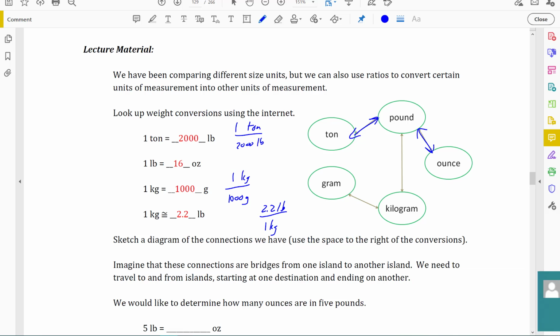1 kilogram equals 1,000 grams. Well, we can add circles for grams and kilograms and connect them. And then 1 kilogram equals 2.2 pounds. We now have a conversion between pounds and kilograms. We can draw an arrow and connect that.